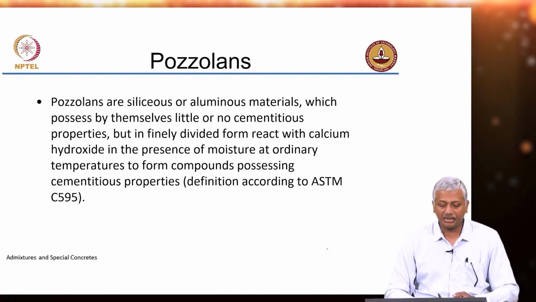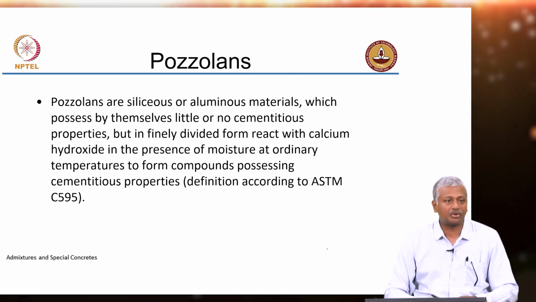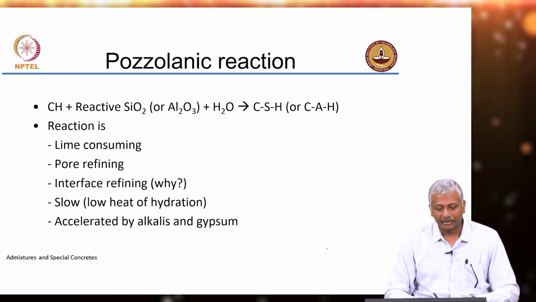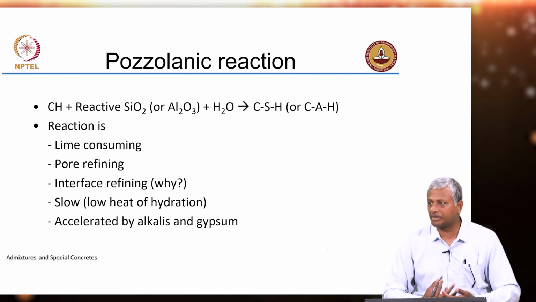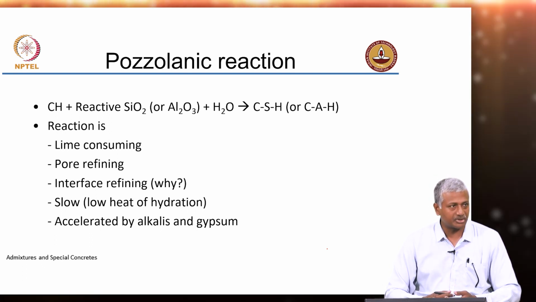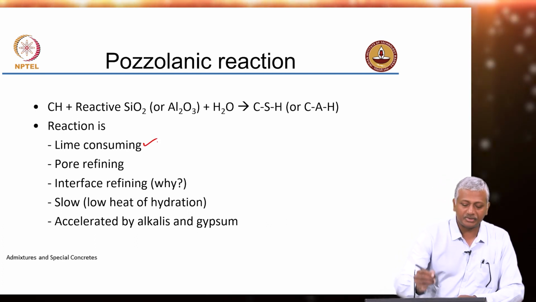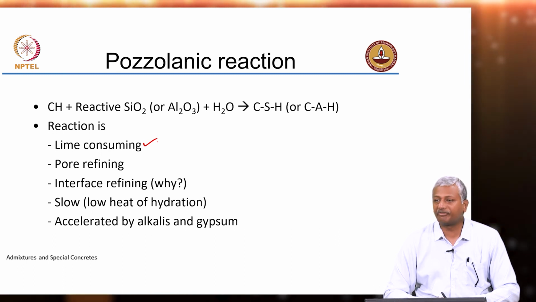Okay. Essentially, what compounds are formed? It is calcium silicate hydrate, CSH, or calcium aluminosilicate hydrate, CASH. Okay. Or sometimes if it is a very alumina bearing material, you can also form calcium aluminate hydrate, CAH, directly instead of CASH. So, reaction obviously consumes lime, and we discussed that it is pore refining.